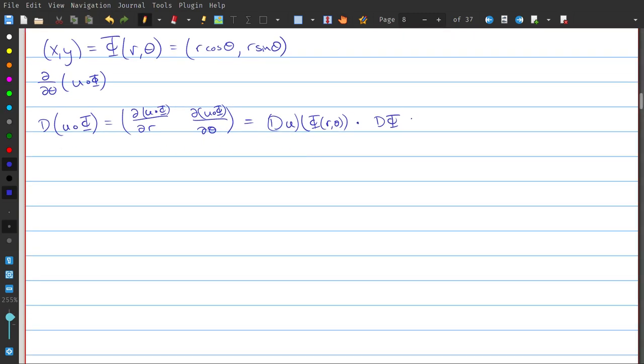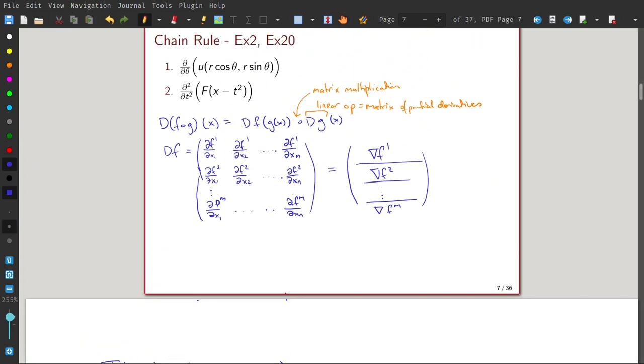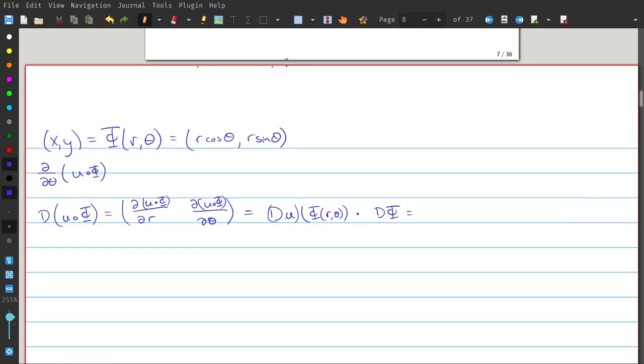So if we continue with that, u is, well, it's not stated here, but let's just assume, as is typical, that u is a real valued function. That means it only has one component. And so the derivative of u is just its gradient. And then it will be matrix multiplied by the derivative of phi, the coordinate transformation.